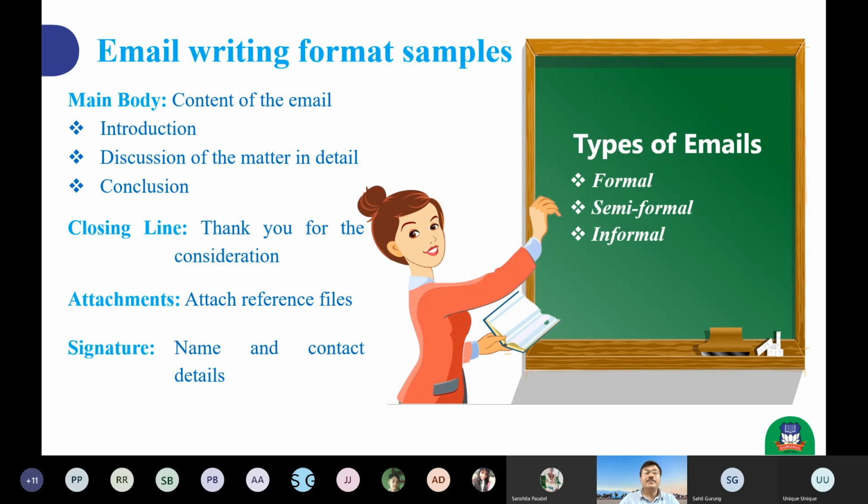In the content, at least these three things must be there. There must be the introduction: what you are going to write in this email must be introduced. Then discussion of the matter in detail: what is the main matter, that matter's discussion in detail. And there must be the conclusion. So the body part of the email must contain these three things. The same is true in letter writing also. So in email also, the same.